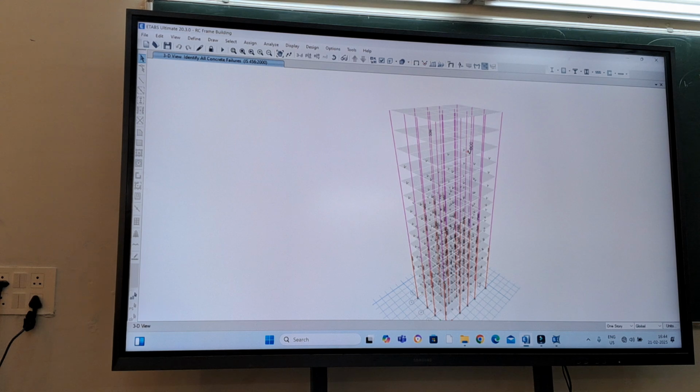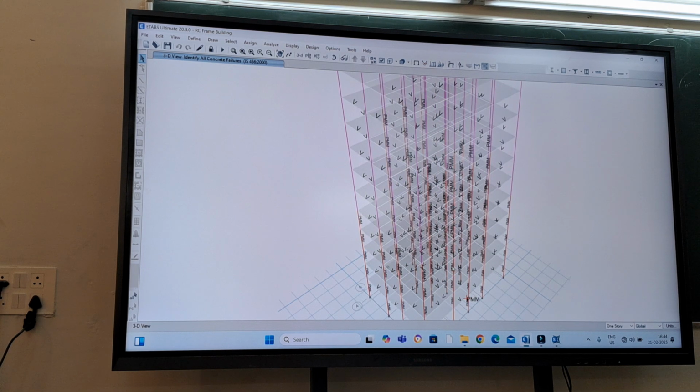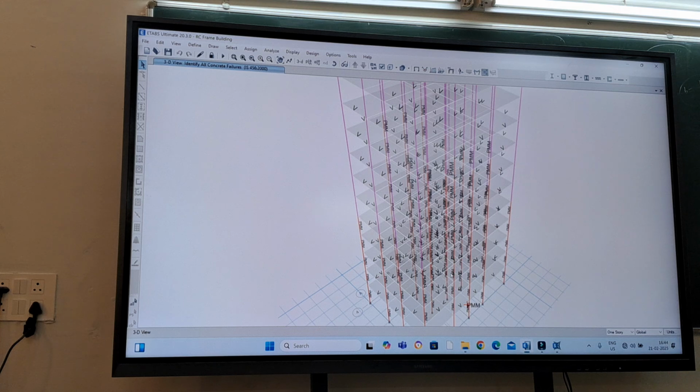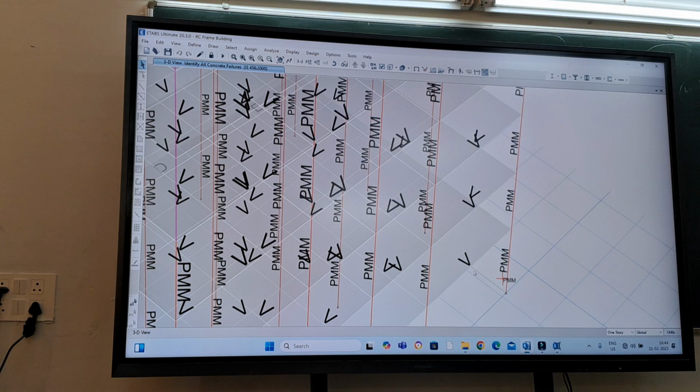Now here see you have only pink and this one red. That means it is failing. So you have to check under what condition it is failing, and accordingly you have to decide what to do next. For example, now I have two conditions of failure. One is PMM failure and the other is shear failure. So you need to know how to overcome each of these failure types.